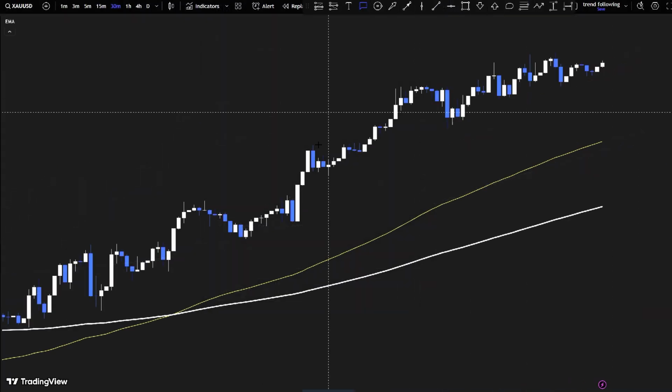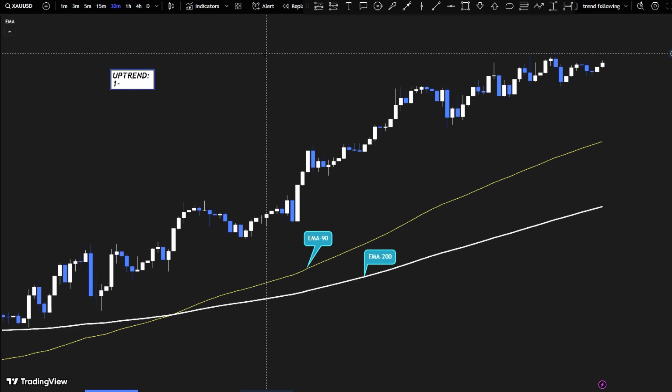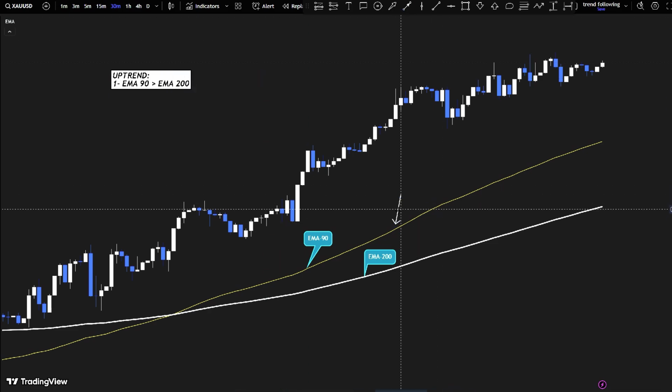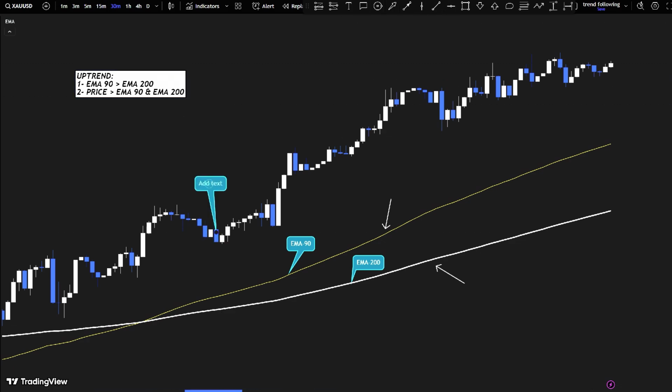We have two basic rules for this. So for an uptrend, meaning the price is generally heading higher, rule number one is the EMA 90 has to be above the 200 EMA line. Think about why that makes sense, right? The shorter term average price is higher than the longer term average. That tells you things have been picking up lately. And rule number two is that the actual price itself, the candles, need to be sitting above both of those lines. That confirms the price is actively moving with that upward momentum.